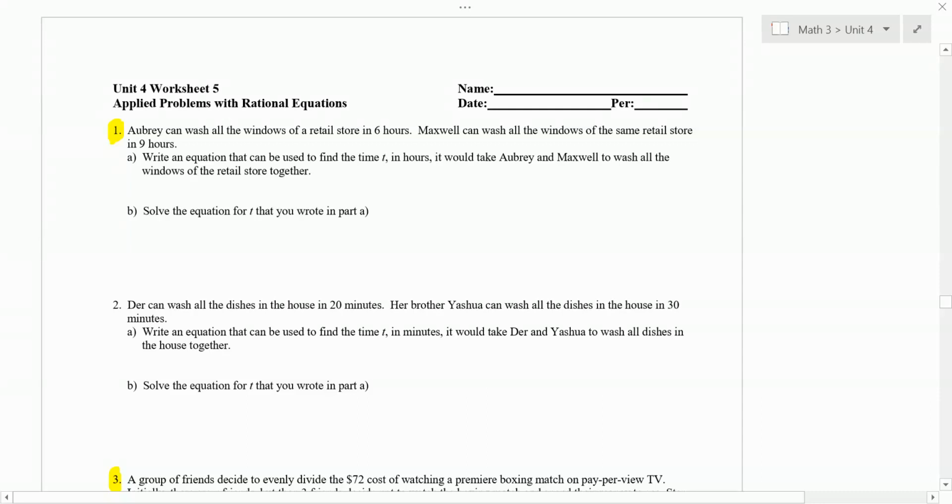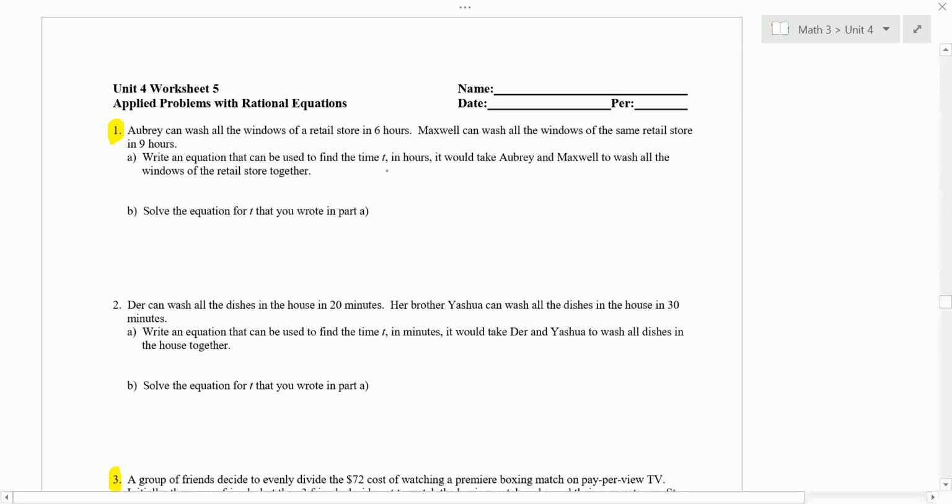Going to go over a few problems from the Unit 4, Worksheet 5, starting with number 1. It says Aubrey can wash all the windows of a retail store in 6 hours. Maxwell can wash all the windows of the same store in 9 hours. So part A, write an equation that can be used to find the time in hours it would take Aubrey and Maxwell to wash all the windows of the retail store together.